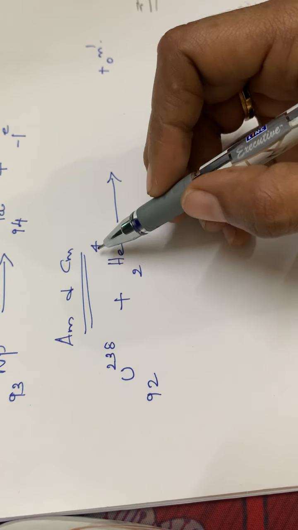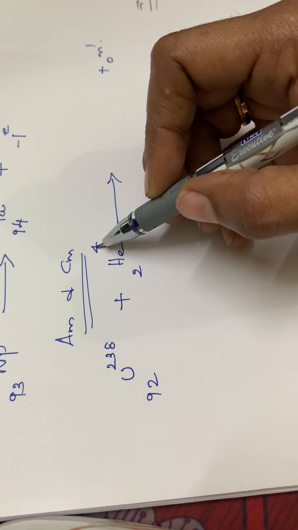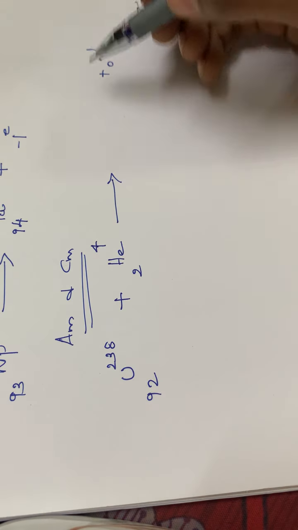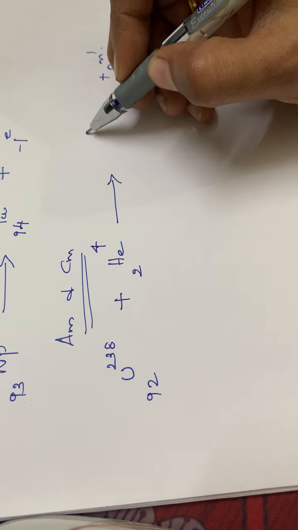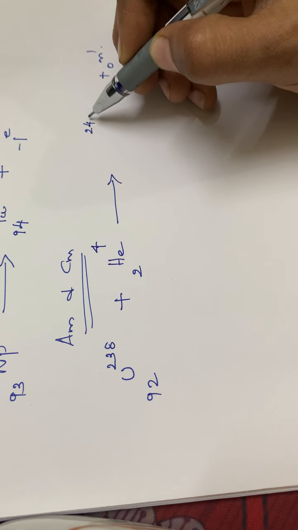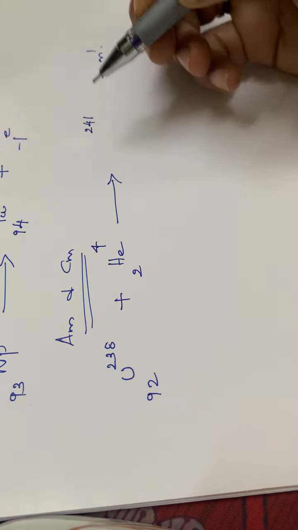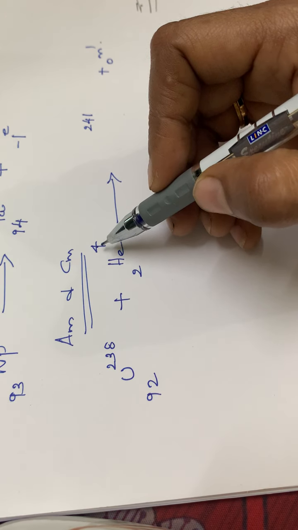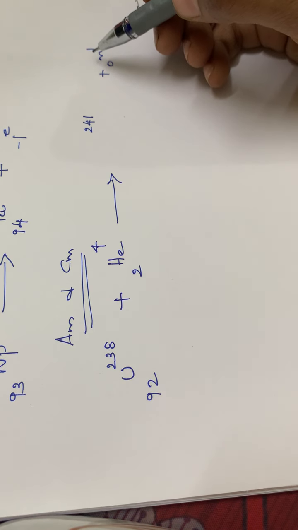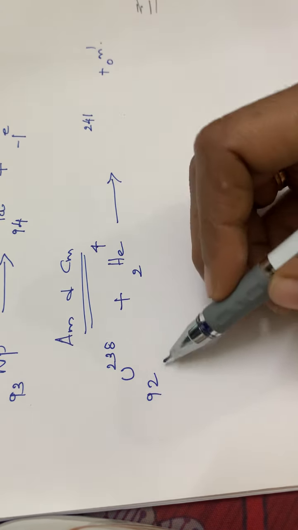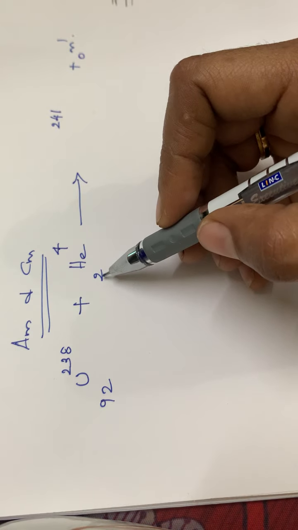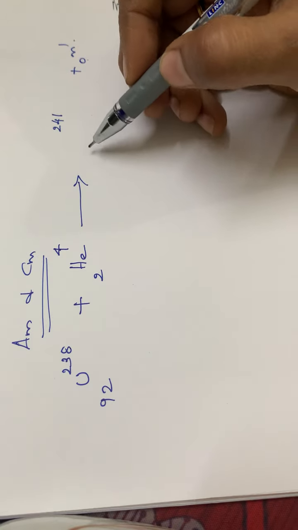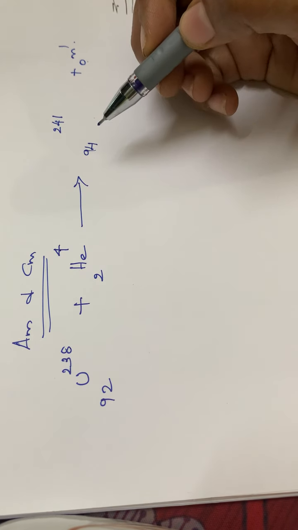So here 238 plus 4 is 242, isn't it? Overall it is 242. Here the neutron is 1, so the formed element will have mass number 241. 238 plus 4 is 242, and 241 plus 1 is 242. Then what about the atomic number? Here it is 92 plus 2, 94. For the neutron there is no change. So the atomic number will be 94.